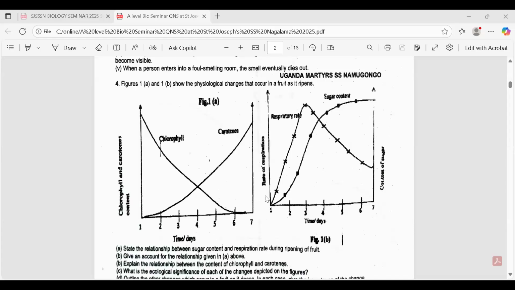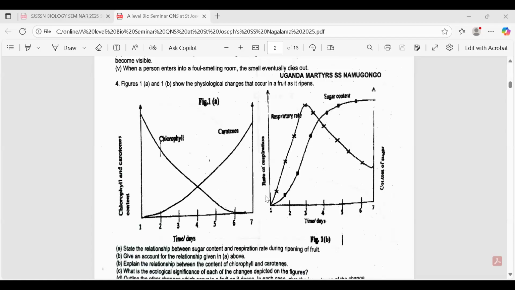Here the carotenes, we say they increase in concentration. Why? Because carotenes are colored, and the essence is to attract pollinators, to attract dispersal agents to disperse the fruit to new areas for colonization. And then what is the ecological significance of each of the changes depicted on the figures?